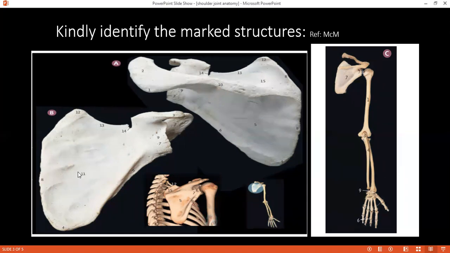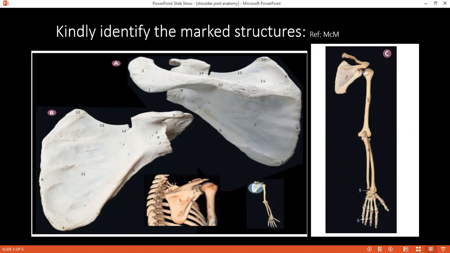Okay, in picture B, can you please tell me what is 11? This is the subscapular fossa, attached to the subscapularis muscle. What is the nerve supply of the subscapularis muscle? The nerve supply is the upper and lower subscapular nerves from C5 and C6, from the posterior cord of the brachial plexus.